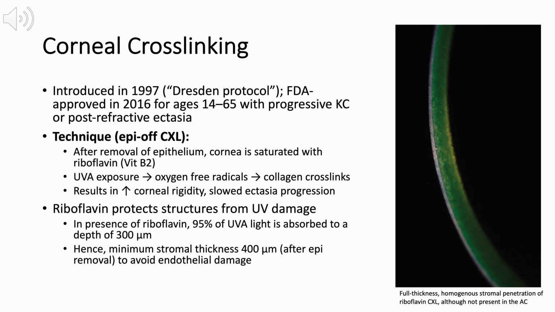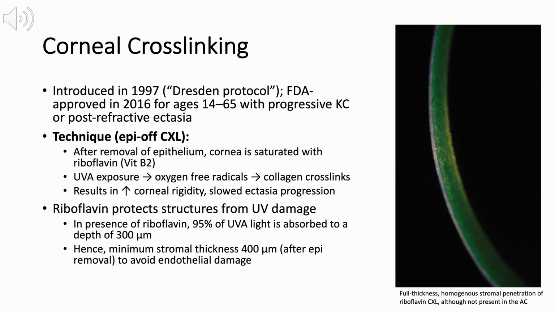Corneal cross-linking is a treatment first introduced in 1997 as the Dresden protocol and received FDA approval in 2016 for patients aged 14 to 65 with progressive keratoconus or post-refractive ectasia. The most widely used method is epi-off CXL, where the corneal epithelium is removed and the underlying stroma is saturated with riboflavin, or vitamin B2.